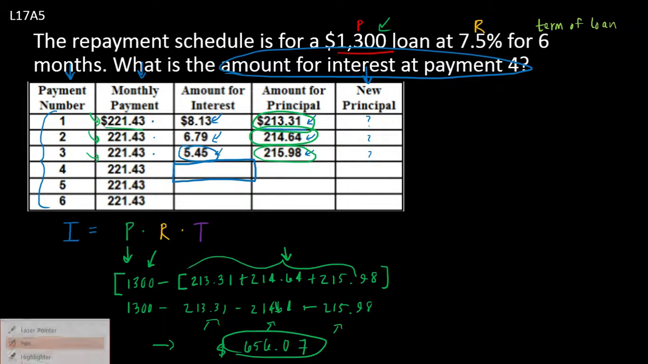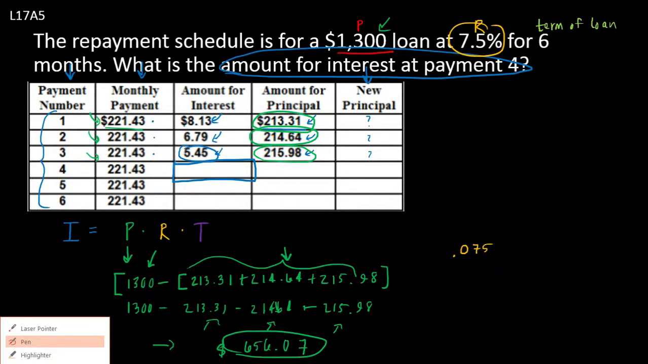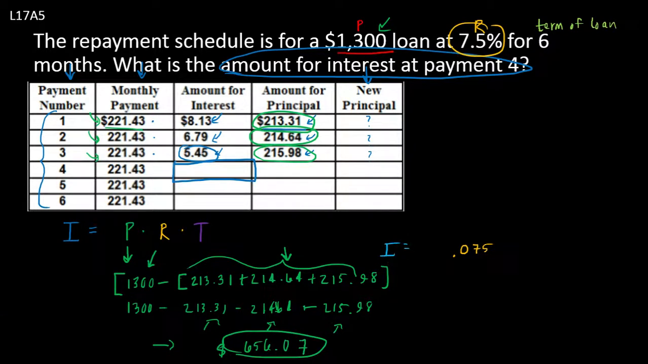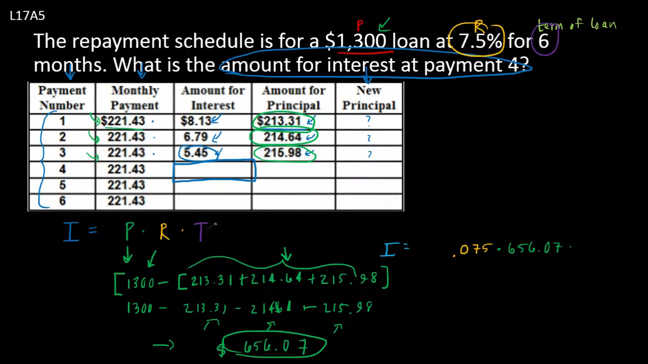Now rate and time, a little more straightforward. Rate we already know was 7.5%. Converting to a decimal, we'll use 0.075. So let's set this up again. So for our interest, it's going to be equal to our principal times our rate times our time. Our principal, there's our rate, our principal is 656.07, and finally our time. Temptation here is to do 6 over 12. Remember, time must be in years. And because it's a 6-month loan, we're tempted to write 6/12.